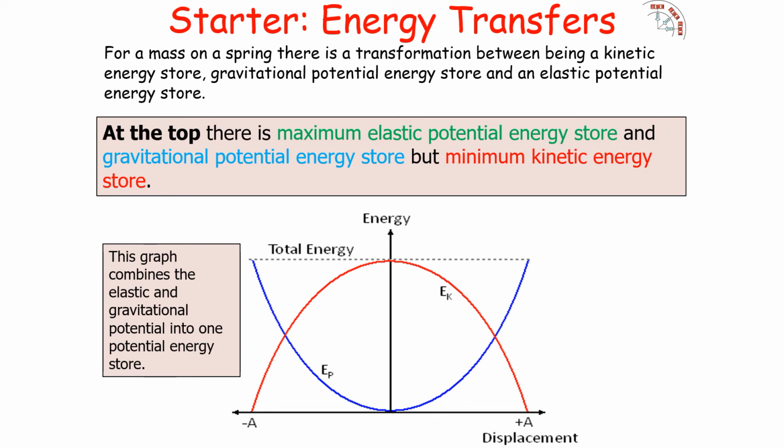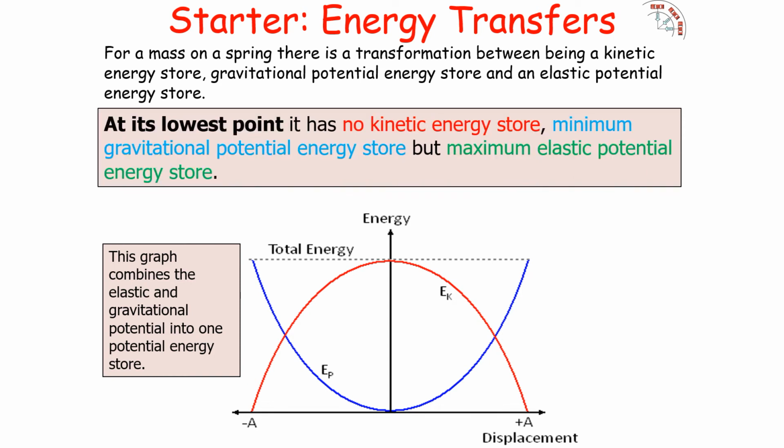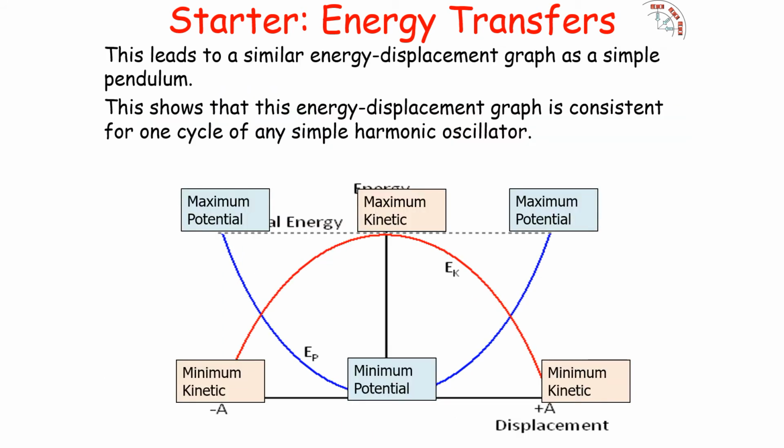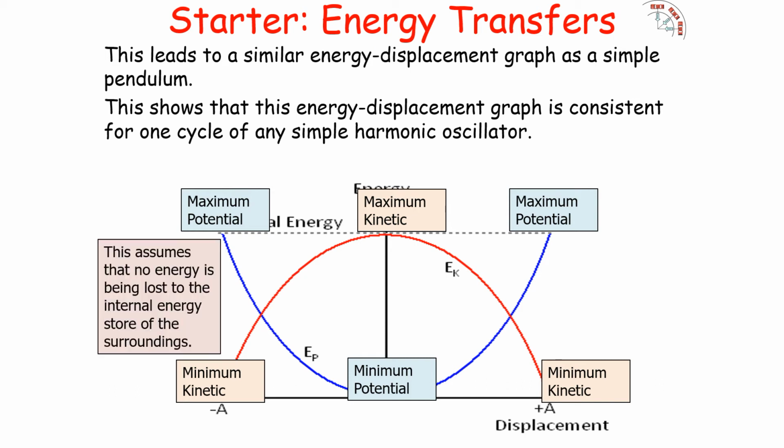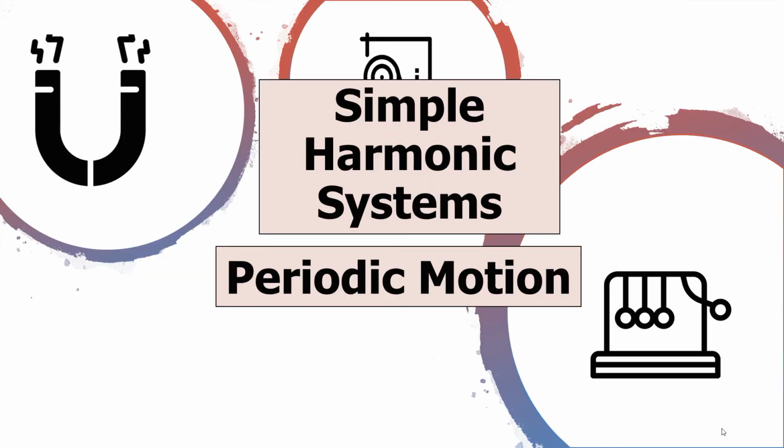Now this graph combines the elastic and gravitational potential into one potential energy store. So you can see what's happening at the top, in the middle, and then at its lowest point. It's very similar to the energy-displacement graph of a simple pendulum, because when you've got maximum potential, you've got minimum kinetic. And again, this assumes no energy is being lost to the internal energy store of the surroundings. It assumes that there are no damping forces acting on the oscillating system.